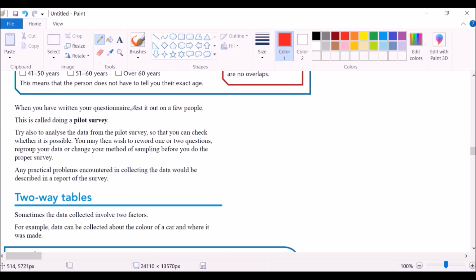When you have written your questionnaire, test it out on a few people. This is called doing a pilot survey. So by analyzing your pilot survey, you can check whether your survey is possible. You may have to redesign or reword one or two questions, regroup your data, or change your method of sampling before you do the proper survey. So a pilot survey will enable you to catch out any practical problems that may be encountered in collecting the data.